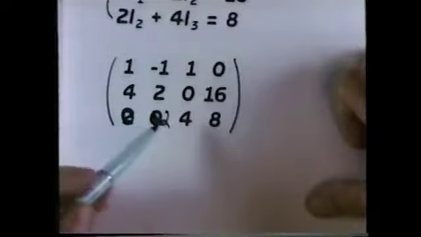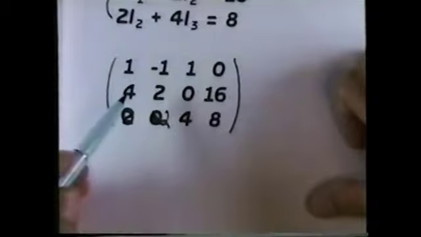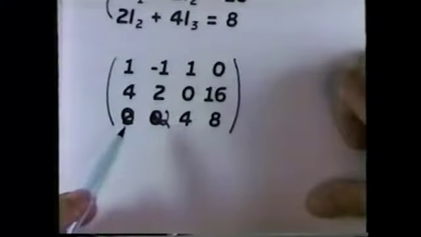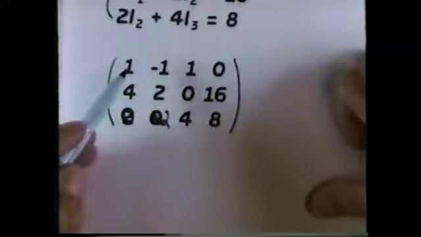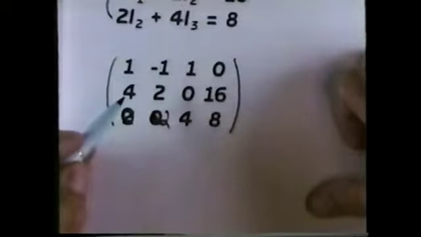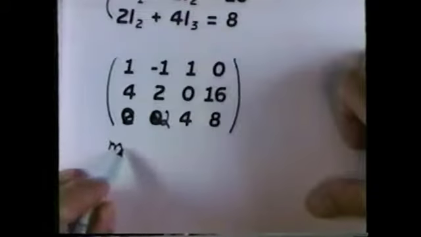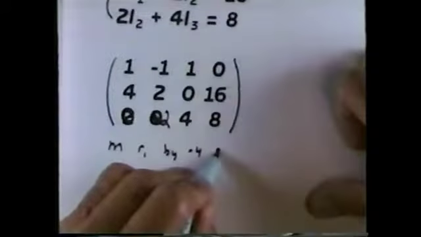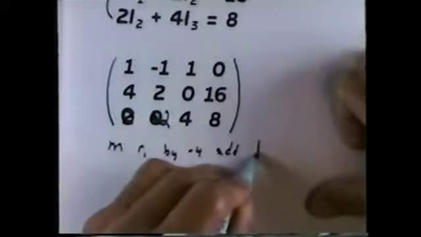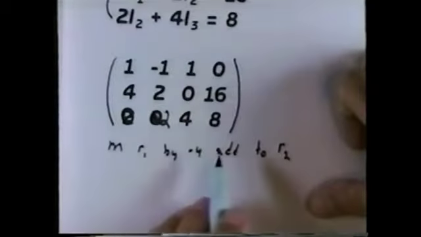Now we want to row reduce it. We need a 0 in this position because I worry about my first column first. The 1 is in the right place, but I need zeros under the 1s. I can get a 0 here by multiplying row 1 by negative 4 and adding to row 2.